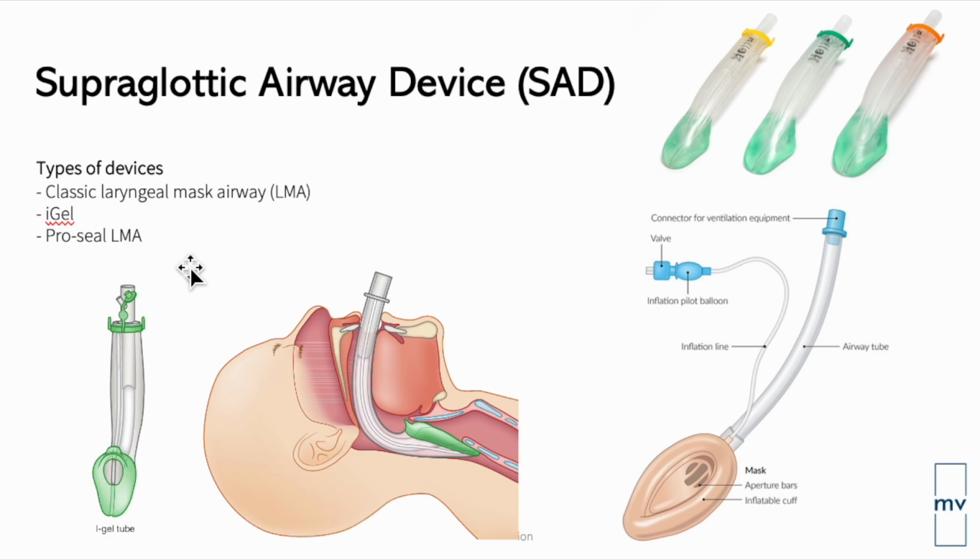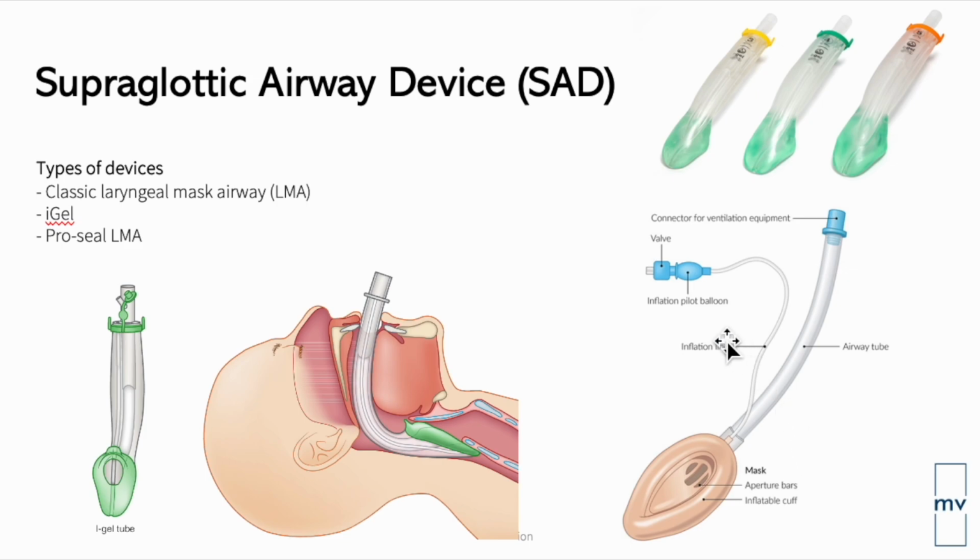The classic device is called a classic laryngeal mask airway, as the name suggests, and this is what it looks like. So essentially we shove it down the patient's throat. That sounds really crude, but essentially we shove it in. There's an inflatable cuff, so we'll put a syringe and inflate it to keep it in place.